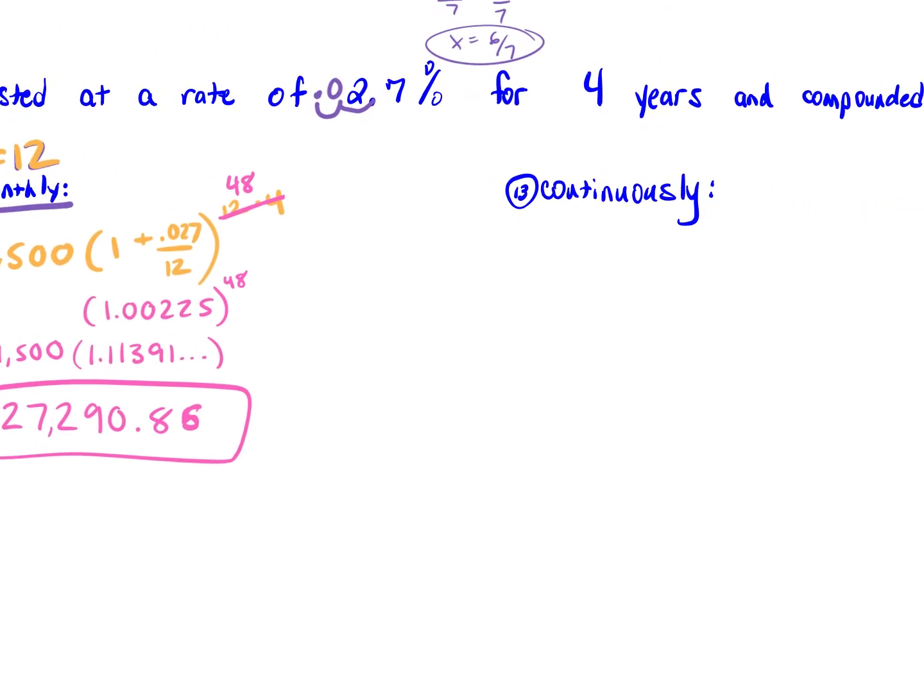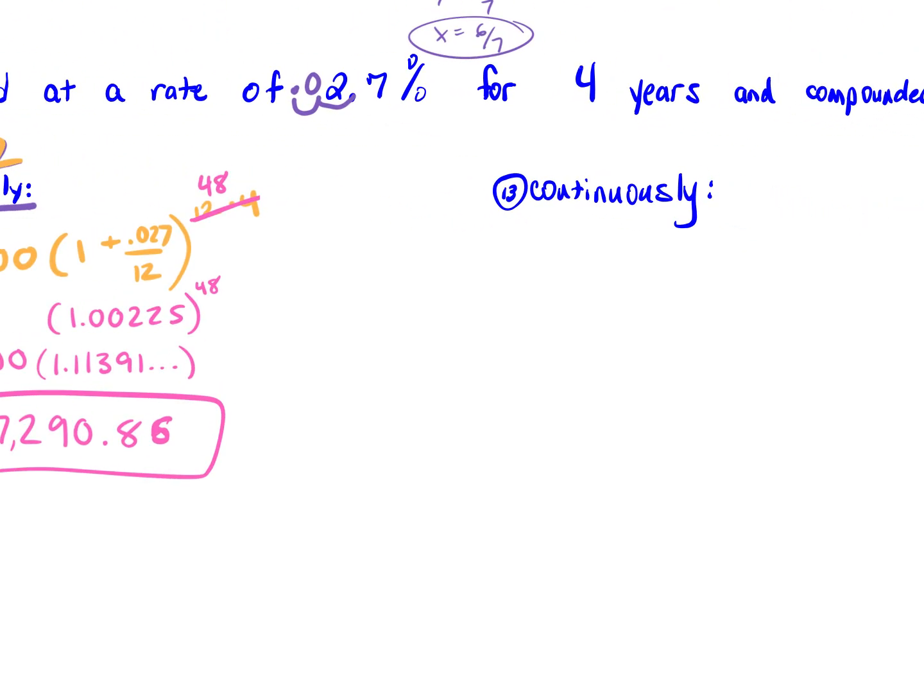All right. For 13, it's compounded continuously. When it's continuously, we use a different formula. A equals P times E to the power of RT. So our P, our R, and our T are the same. What do I do for E? Just keep it as E. E is a button in your calculator. Just use the button in your calculator. You're not plugging anything into E.